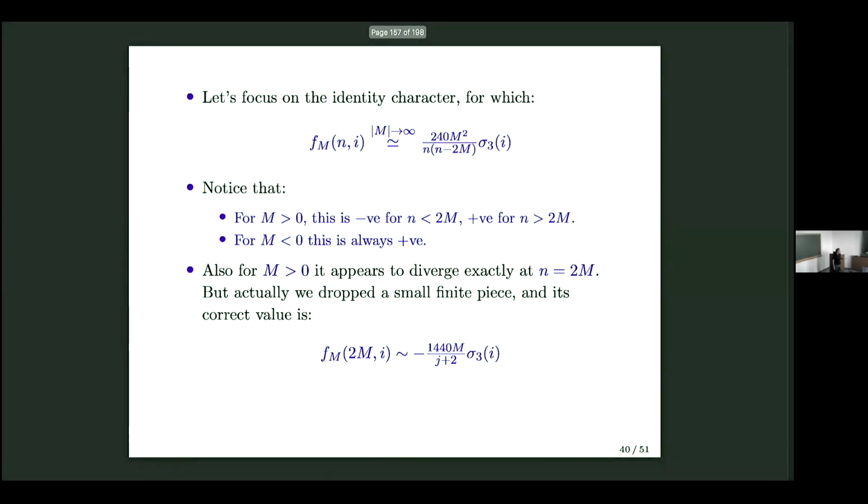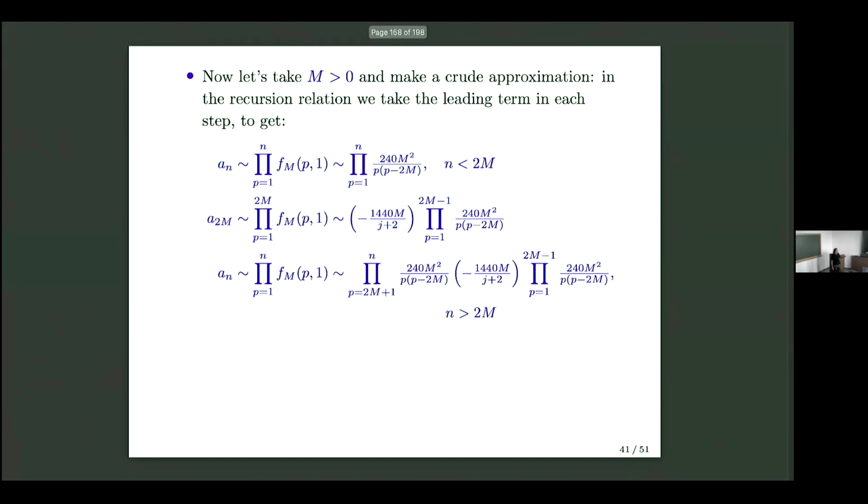Which was not okay. Now, you may think that at n equals 2m, this diverges. That's only because we dropped a finite piece in the limit of large n and m. But if n is equal to 2m, we can't drop that. And this is that piece, where j is a small number. So we collect everything and we get this kind of result. When n is less than 2m, then the alternation is not seen from this. It is seen. It's right here. Because look at this line.